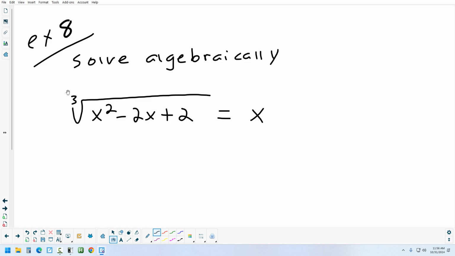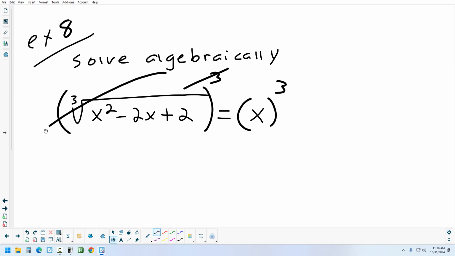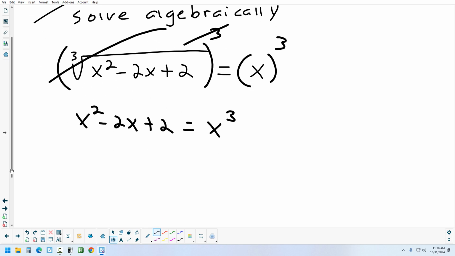The third power. Cube root and cube cancel. And now I have that. What do you think I'm going to do with that now? And this is pretty much what we did in all of chapter 3. Yeah? Subtract x to the 3rd. Yeah, you can subtract the x to the 3rd, or you can add everything to the other side, but you got to get it equal to 0. Right? You got to find the roots of that equation now.